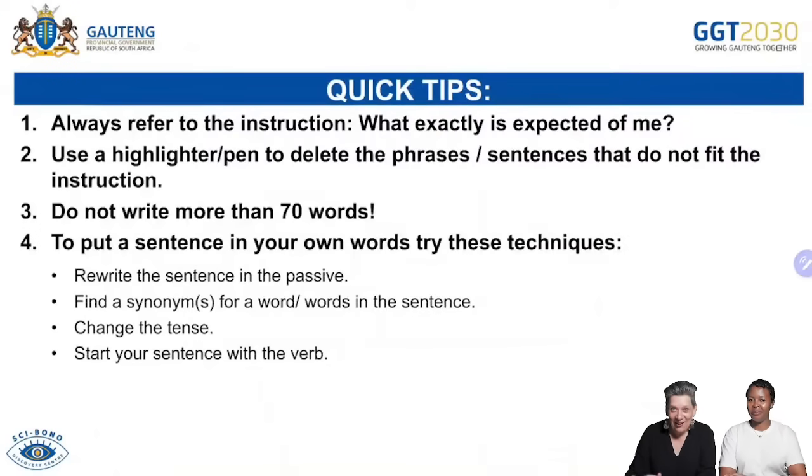So, just to remind you, last time, make sure you know the instruction, what is expected of me, and use your highlighter or your pen to delete exactly what you're going to use or what you're going to delete. Don't write more than 70 words and really try to put it into your own words. We've made a list for you and we've discussed it just now. Just be careful not to change the meaning. And don't add additional information you think should be included in your summary. It's not going to work.